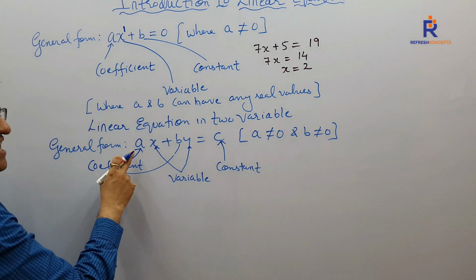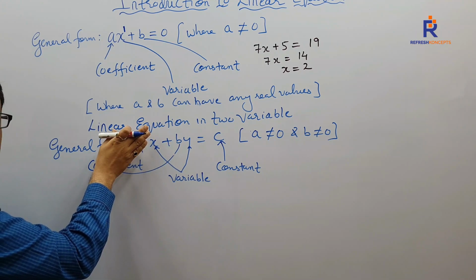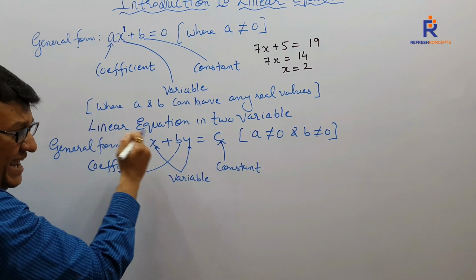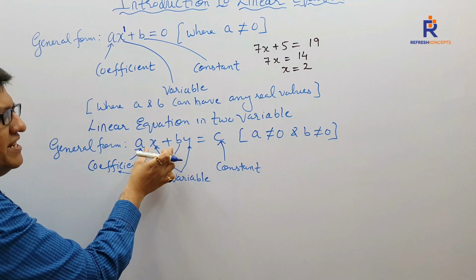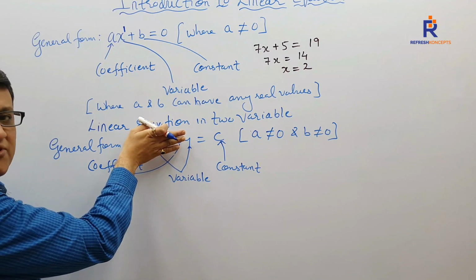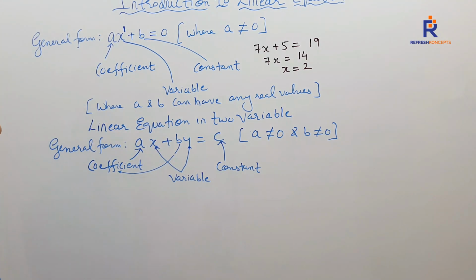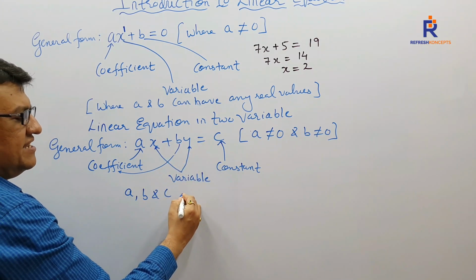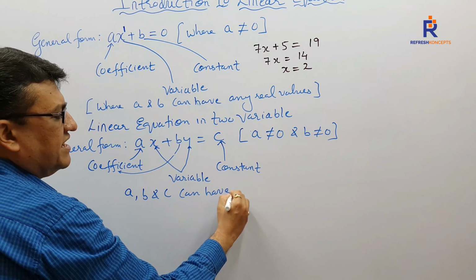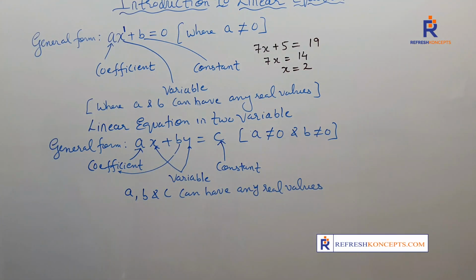Let's check. What if a is 0? If a is 0, this term is 0. I am left with only one variable. So my two variable equation transforms to one variable. If a has some value and b is equal to 0, once again I am left with one variable. And both really cannot be equal to 0 because then I'm not left with any kind of equation. I hope my children are understanding how we are going further with this. Finally, what values can a, b and c have? A, b and c can have any real values.